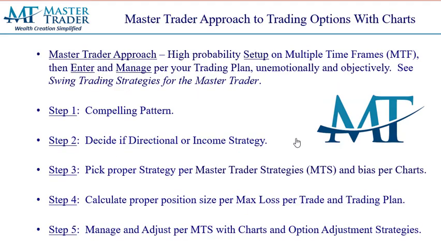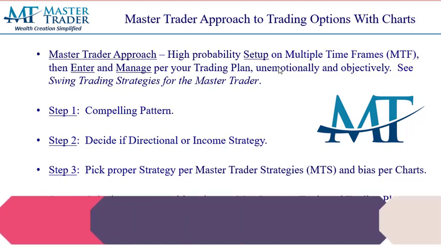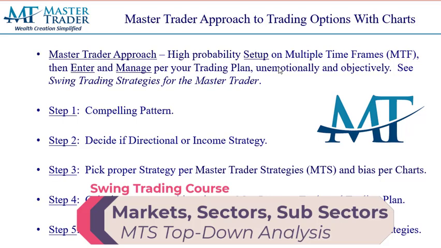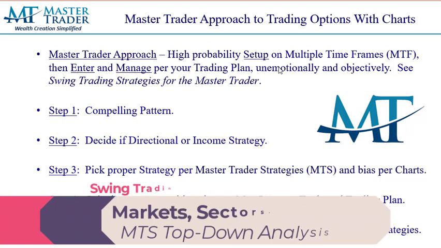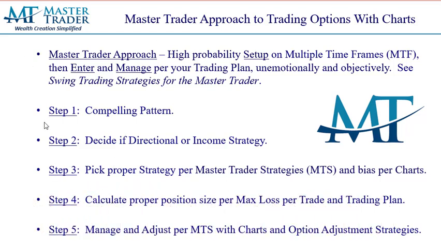Let's begin. Here's a little checklist we use for trading options with the charts, which is the Master Trader approach. Whatever we trade, we're technical based traders. We're looking for a high probability setup, and then we see where that setup is in connection with the overall trend, support and resistance, multiple time frames, what the broader markets are doing, and whether it's showing relative strength or weakness. Put all those concepts together, and then we have a high probability setup or not. So that's step one here. Give me a compelling pattern using the Master Trader approach.